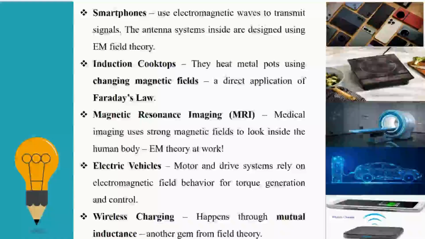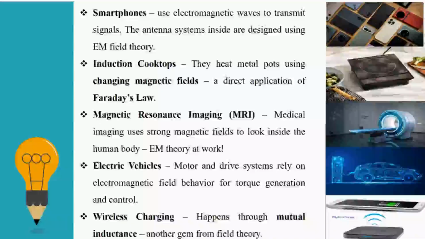So let me take a smartphone. It uses electromagnetic waves to transmit a signal. A smartphone operates and communicates signals by using electromagnetic waves. The antenna systems inside are designed using electromagnetic field theory. Taking another example, induction cooktops heat metal pots using changes in the magnetic field. This is one of the direct applications of electromagnetic field theory by using Faraday's law.